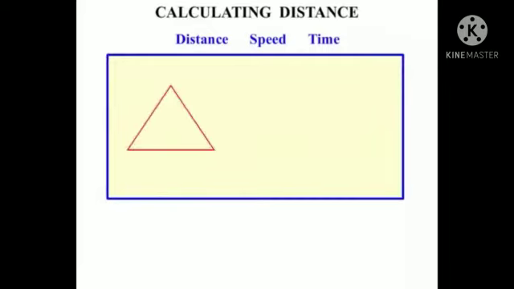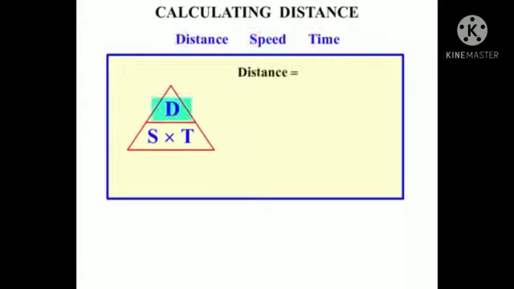Draw a triangle and draw a line across like this. And the three letters D, S, T standing for distance, speed and time. In alphabetical order, the first one is D. So, write D on top. Next in alphabetical order is S. Write S followed by T. Put a multiplication symbol in between S and T.